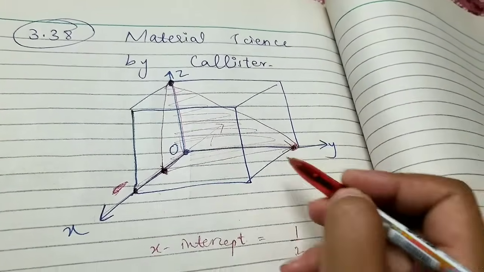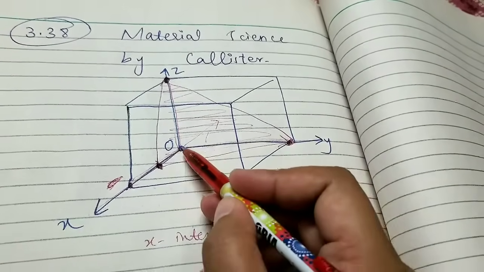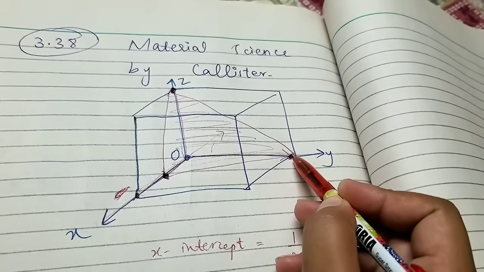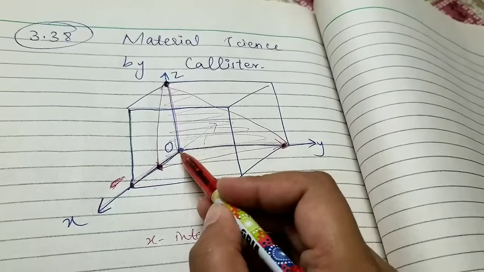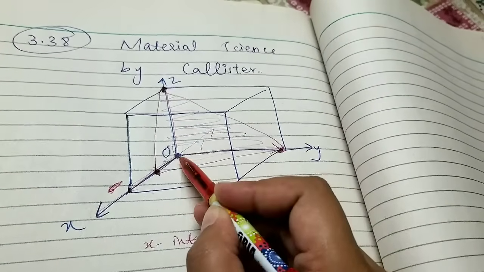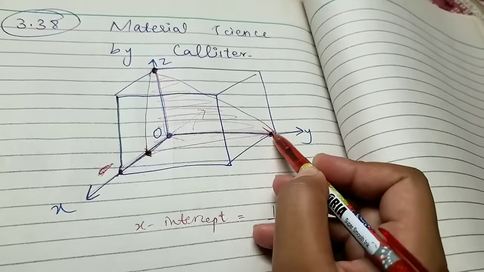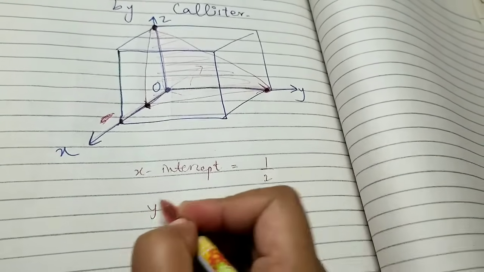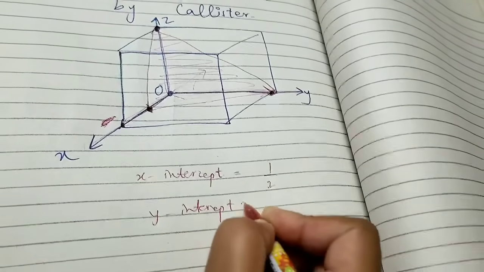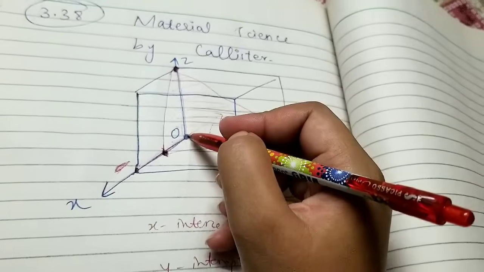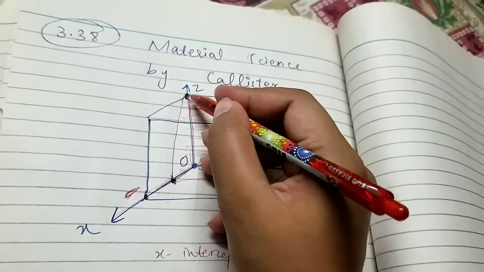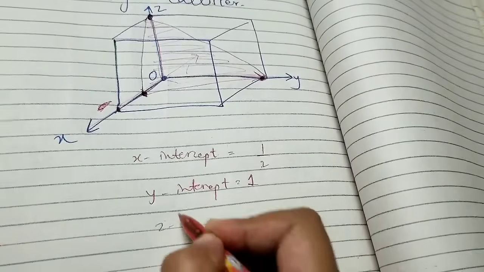Let us take it in that pattern, x, y, and z. So we can see here that the plane is intersecting the y-axis at this point, and this is the complete unit cell length. It lies at the edge, so that is why we'll take the y-intercept as 1. And in the z direction we can see here it is also lying at the corner, so the z-intercept will also be 1.